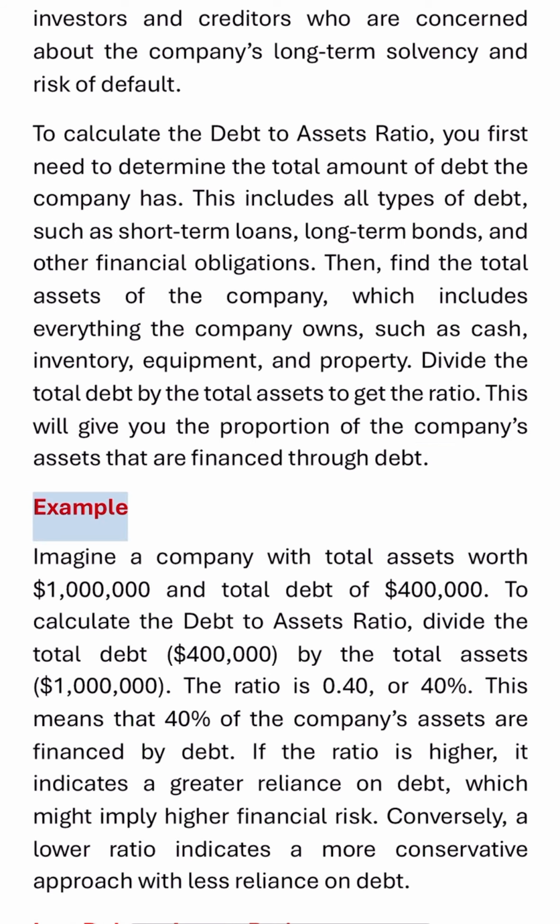Example: imagine a company with total assets worth $1 million and total debt of $400,000. To calculate the debt-to-assets ratio, divide the total debt, $400,000, by the total assets, $1 million. The ratio is 0.40 or 40%. This means that 40% of the company's assets are financed by debt.